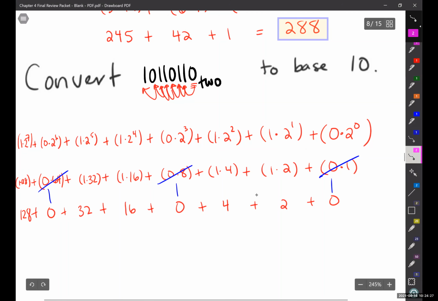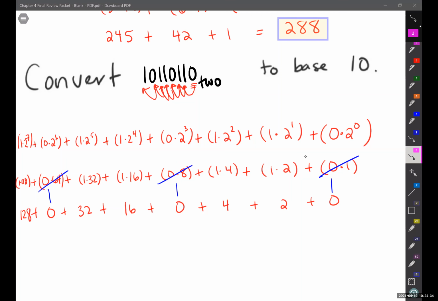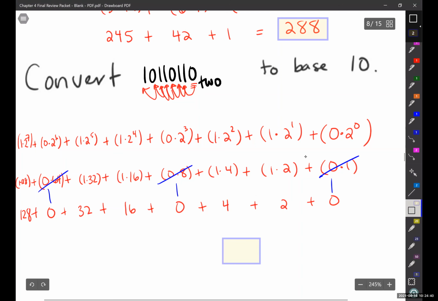So whenever you have 0 times something, it goes away, but all the others remain. So adding these all together, did y'all get 182 as our answer?